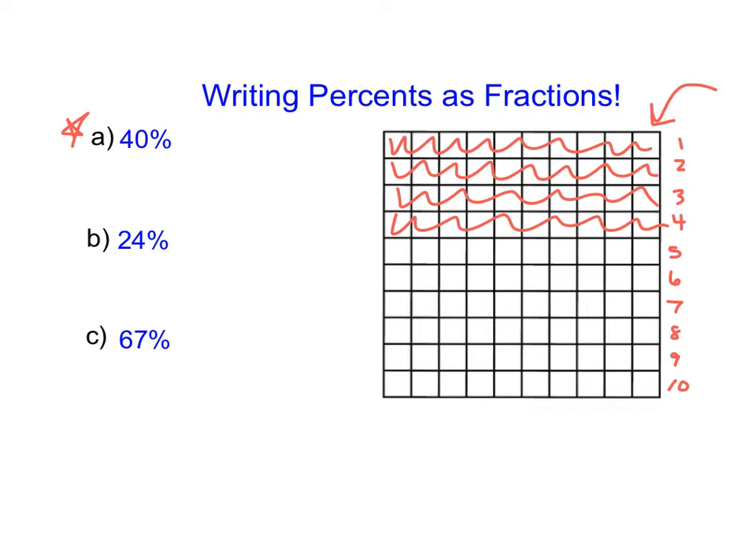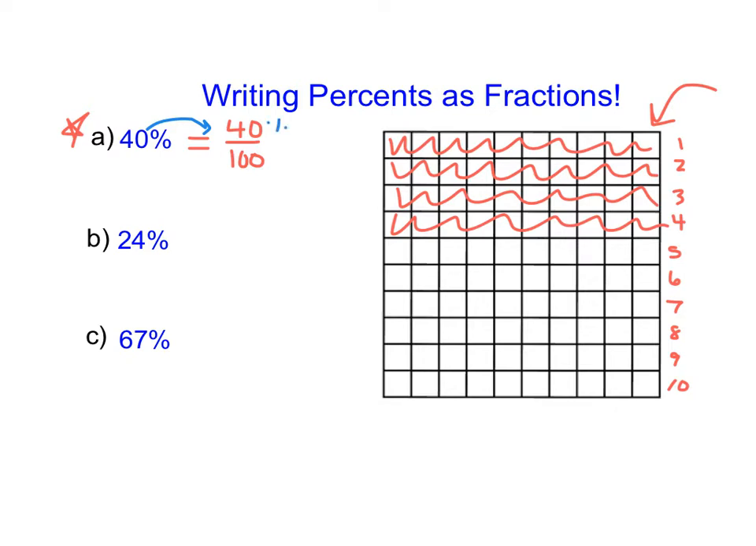Now, what we can do with that is turn it into a fraction. If we look at this, 40%, we colored in 40 out of 100 boxes. So we can take any percent and turn it into a fraction by putting that number over 100. Then from here, we can simplify this fraction in order to get the best fraction possible for that percent.